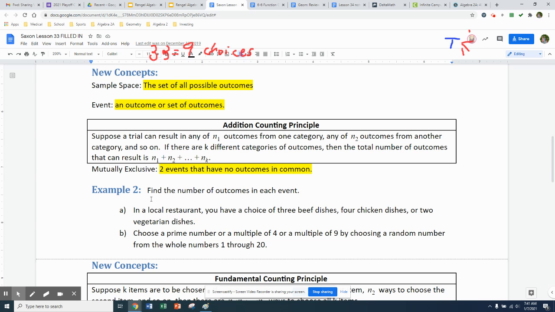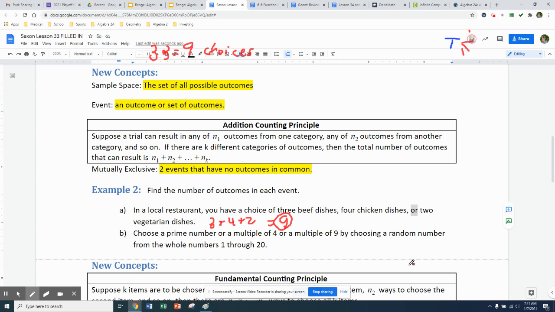So here, we're going to look at example A here. We're going to look at in a local restaurant, you have the choice of 3 beef dishes, 4 chicken dishes, or 2 vegetarian dishes. And here's that word or right here, which I changed the letters around. Or is going to mean that we're going to add up the total amount of outcomes that we could order. So if we have 3, 4, and 2, I would add those up. 3 plus 4 plus 2, and I'm going to get a total of 9 possible outcomes that I could order food from.